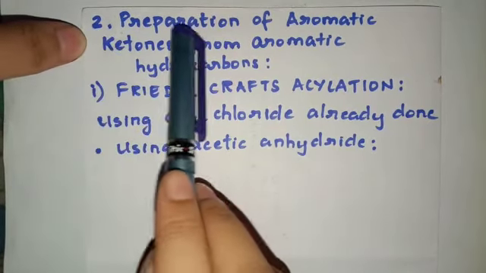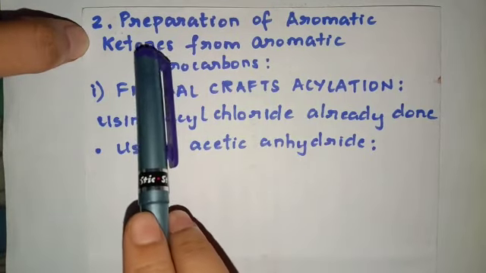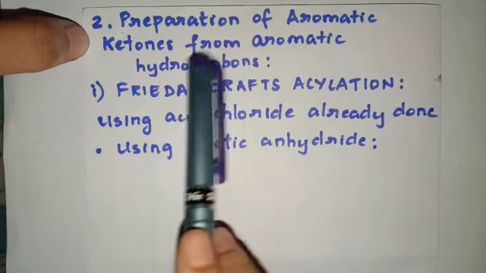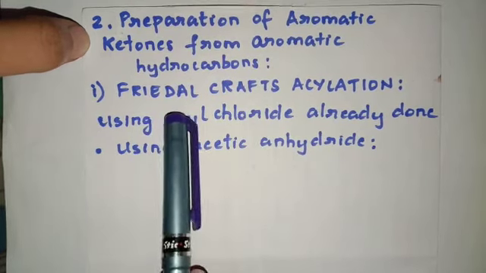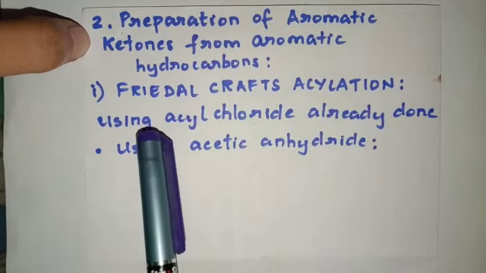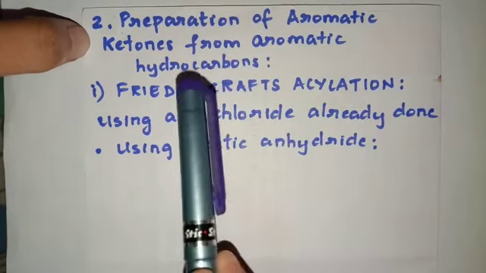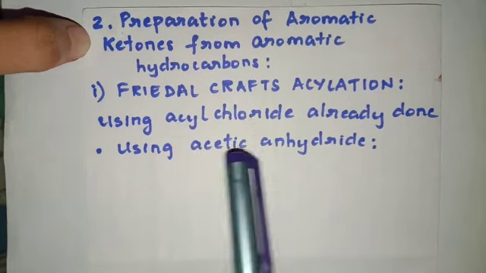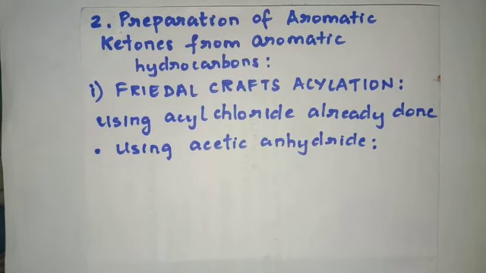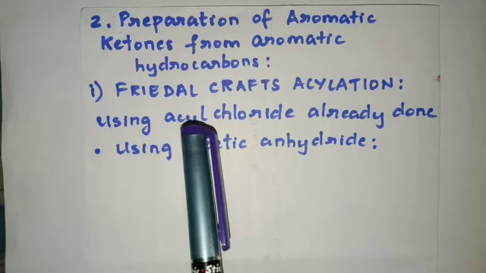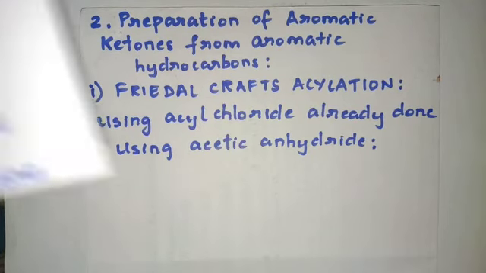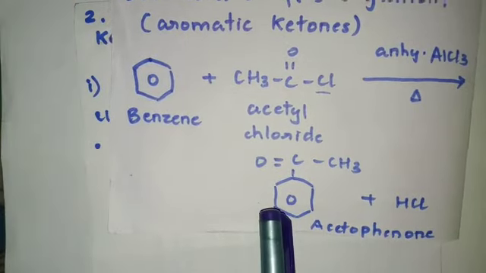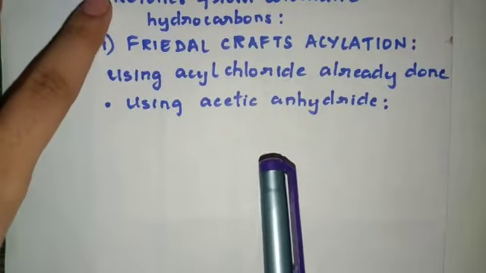Students, the second type under D subsection is preparation of aromatic ketones. Till now we were seeing preparation of aromatic aldehydes. Now we have preparation of aromatic ketones from aromatic hydrocarbons. Under this we have Friedel-Crafts acylation, which you are aware of because it was done in your 11th standard. There were two techniques, one using acyl chloride, one using acetic anhydride. In one of the previous videos in this chapter, I explained Friedel-Crafts acylation using acyl chloride, which gives acetophenone. You need to know both the methods.